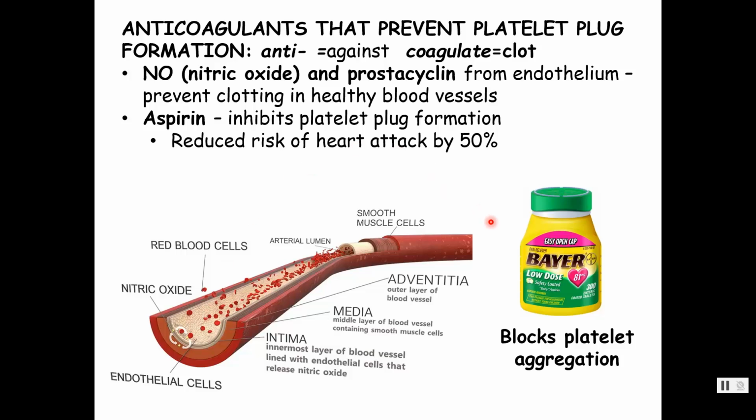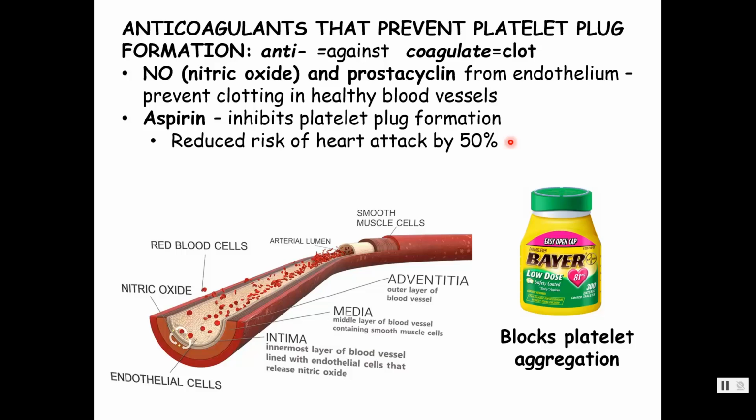I don't know if you know anyone that is taking aspirin. That is also an example of an anticoagulant. It inhibits platelet plug formation and actually inhibits the production of thromboxane by the platelets. There was a very large study that was done where half of the study group just took a small therapeutic dose of aspirin every day compared to the group that did not. And just taking those small little baby aspirin every day reduces the risk of heart attack by 50%.